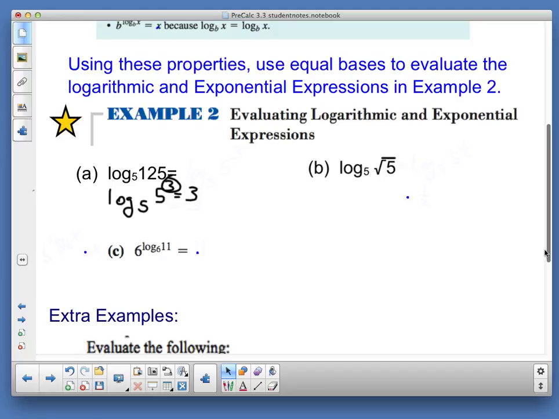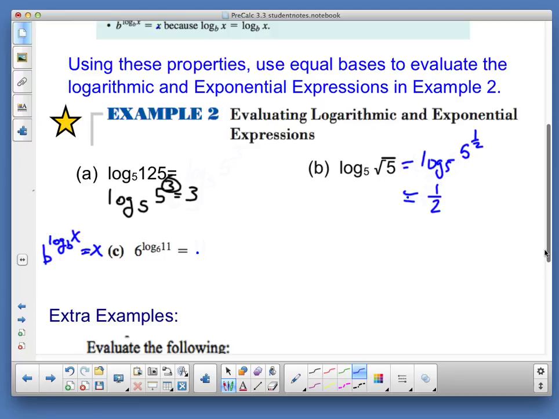Now this is the type of stuff you should be able to do calculator free. Remember, this is the same as log of 5 to the 1/2 power. So that returns 1/2 as I work through my problem. And in C, this is the property I'm working on, that b to the log base b of x is x. So as I'm looking at this, I should be coming up with 11.